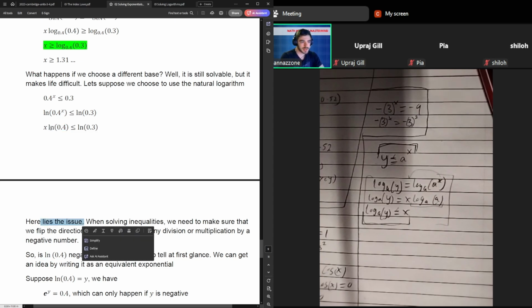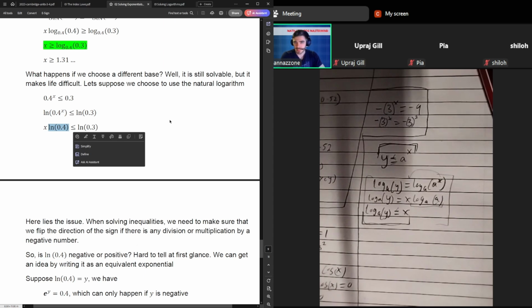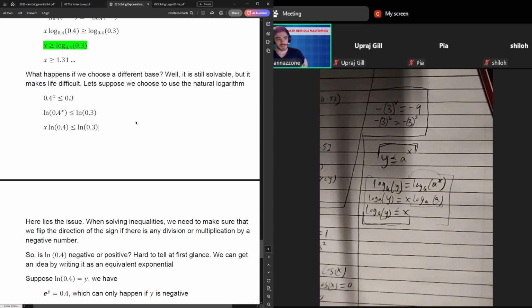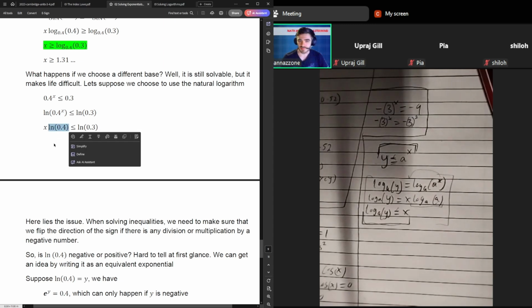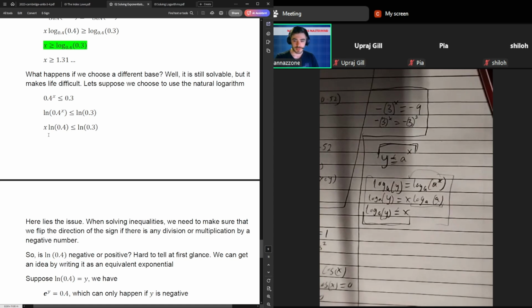Here's the issue. Is log of 0.4 a negative number or a positive number? Because when you divide or multiply on an inequality, any negatives will cause it to flip. I don't know about you guys, but I don't know at a glance if my logarithm is positive or negative. It's pretty tough. I'm sure you could at some point memorize it. I haven't yet. So if you want to go down this way, you do have to figure out whether or not this is positive or negative.